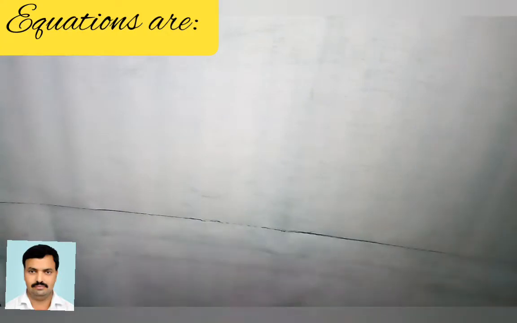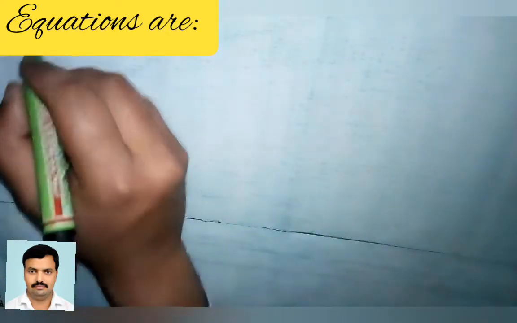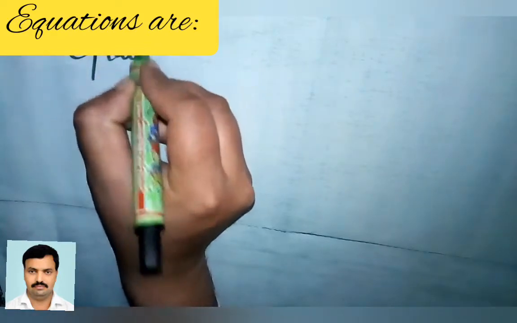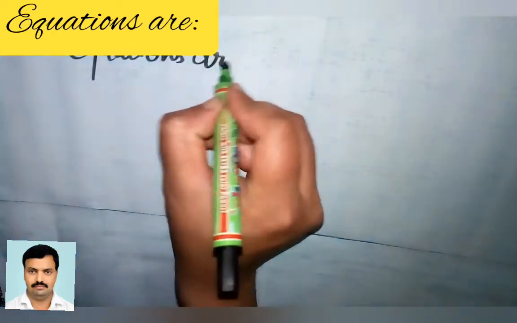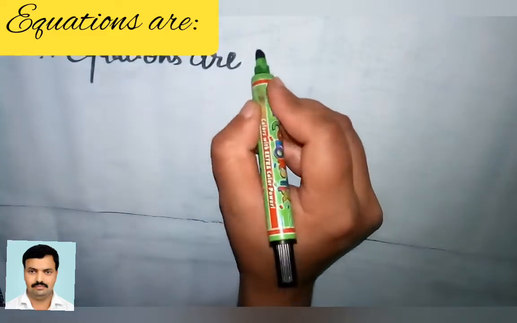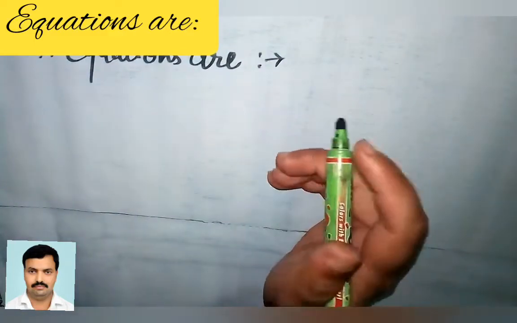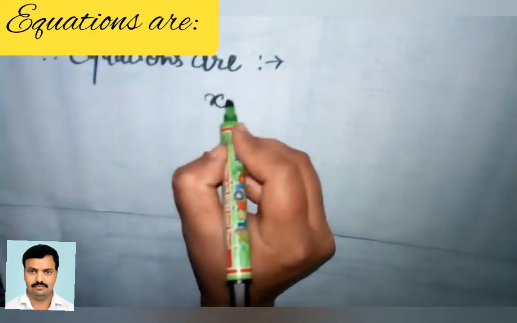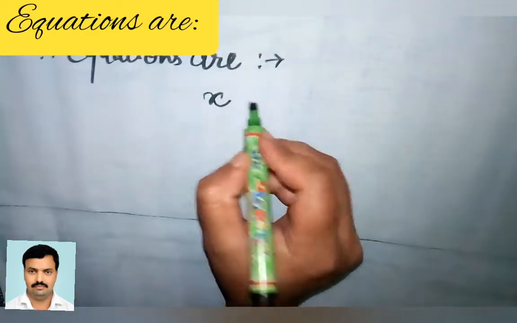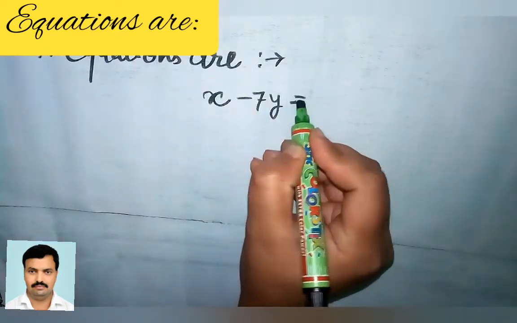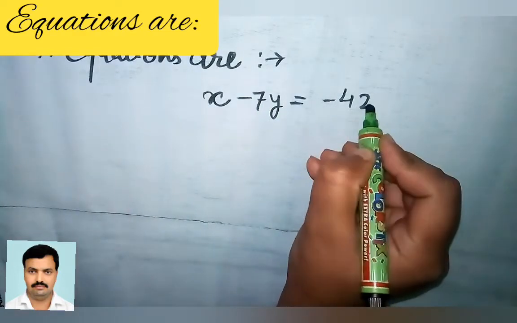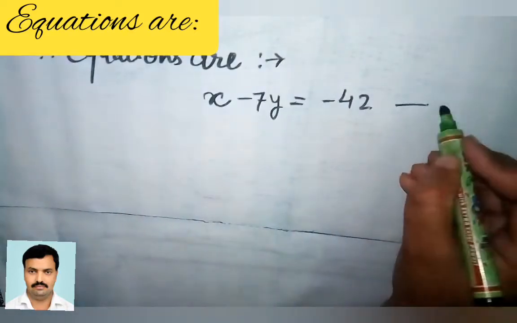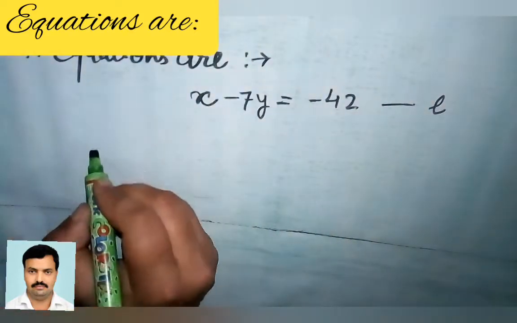Now remember, you know how to find out the solutions for the linear equations you have studied in 9th standard. And you know that every equation has infinitely many solutions, because it is the equation of a line, and a line has infinite points. So first equation is x minus 7y equals to minus 42. Let us name it L.